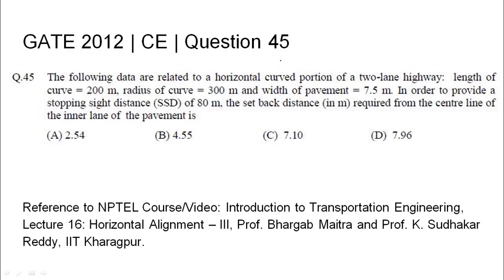GATE 2012 Civil Engineering Question 45. The following data are related to a horizontal curved portion of a two-lane highway. Length of the curve is 200 meters, radius of curve 300 meters and width of pavement 7.5 meters. In order to provide a stopping sight distance SSD of 80 meters, the setback distance in meters required from the center line of the inner lane of the pavement is.